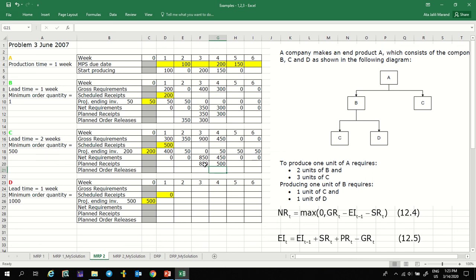And then these are the planned receipts. I need to calculate the time at which I need to release the orders, and to do so I need to know the lead time, which is 2 weeks in this case. So for 850, the planned receipt in week 3, I need to release the order in week 1, 2 time periods before week 3. So it is 850 in week 1, and it is the same for the next week.